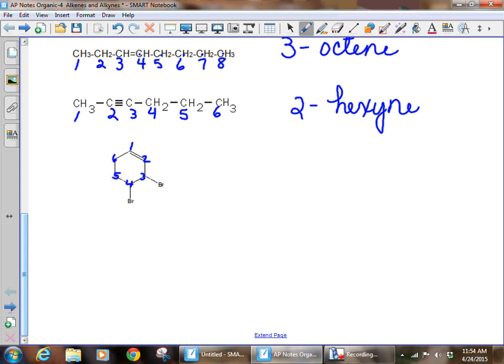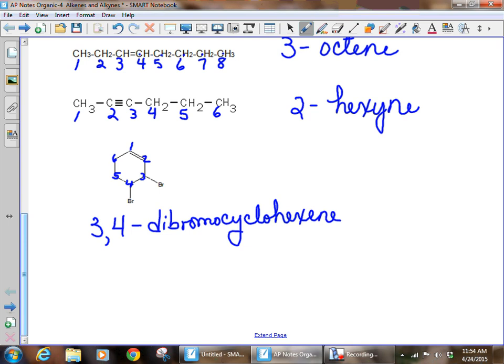So this is going to be a cyclohexene. And it looks like since there's a bromo compound on both 3 and 4, we're going to name this 3,4-dibromo cyclohexene. 3,4-dibromo cyclohexene. So that's naming alkenes and alkynes.